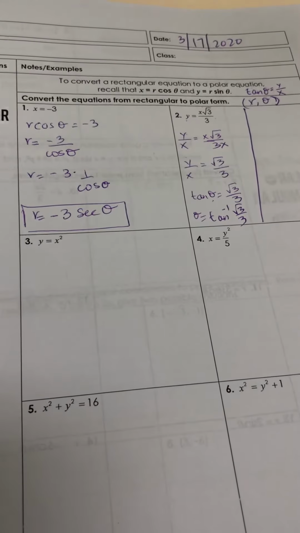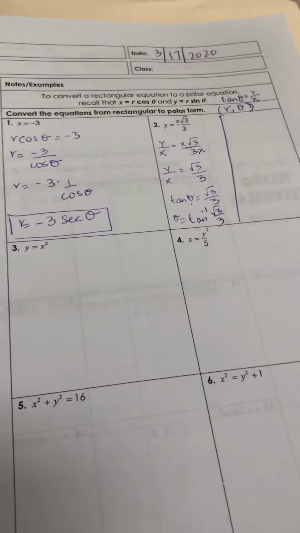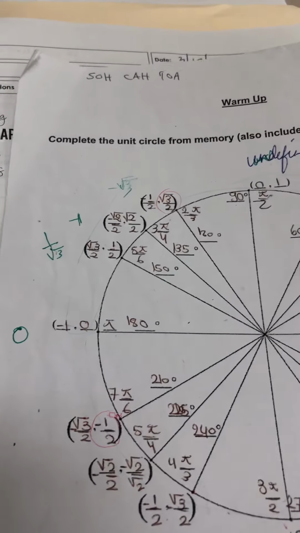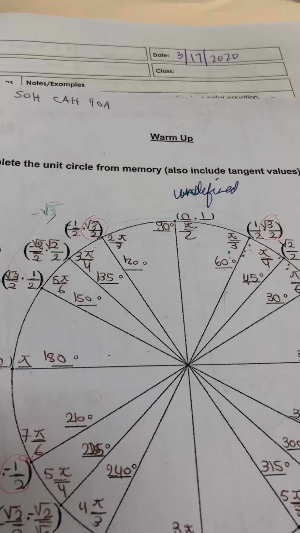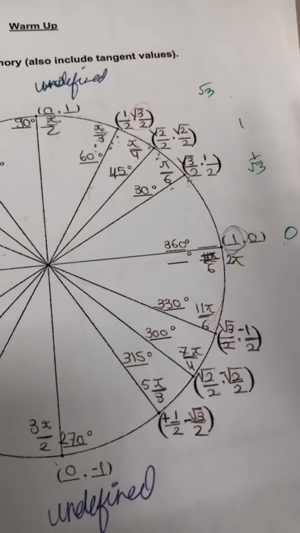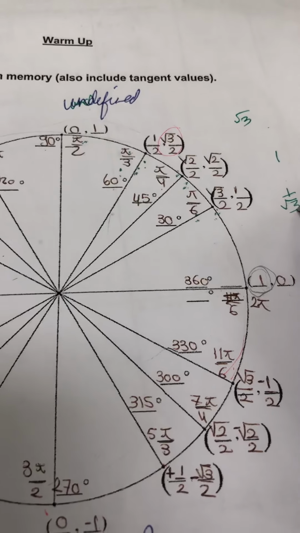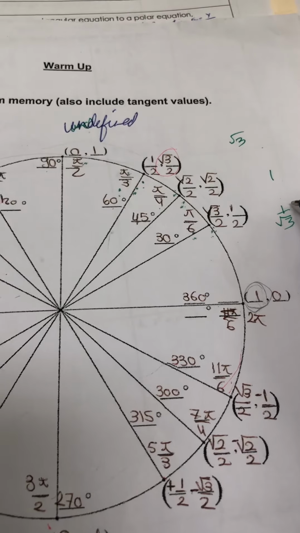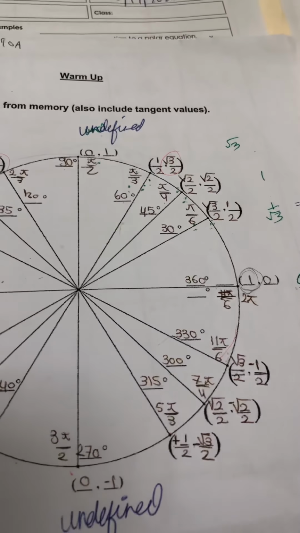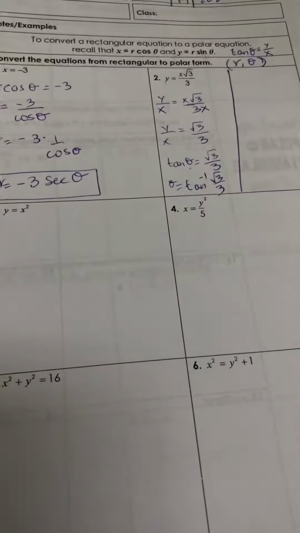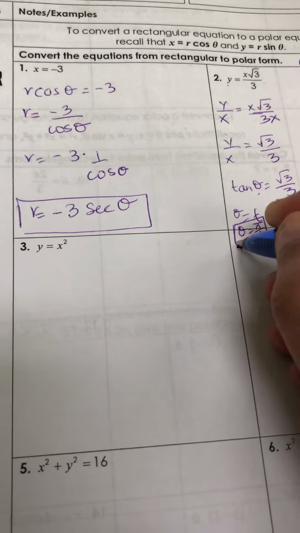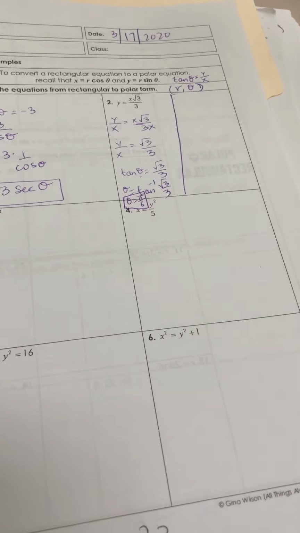Using my unit circle, when is tangent equal to square root 3 over 3? Here the tangent value is 1 over square root 3, which is equal to square root 3 over 3. So I get pi over 6. So theta equals pi over 6 will be my final equation.